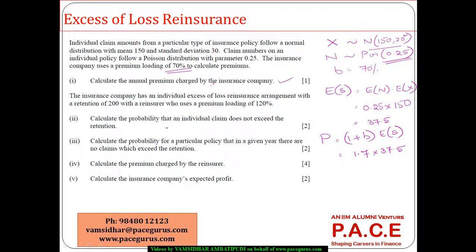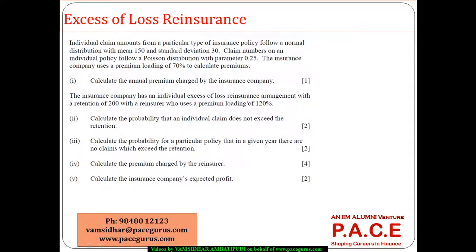Alright. Now, the insurance company has an individual excess of loss reinsurance arrangement with a retention limit of 200 with a reinsurer who uses a premium loading of 120% to calculate his premium. Calculate the probability that an individual claim does not exceed the retention. Means the probability that any single claim X is less than the retention limit 200.